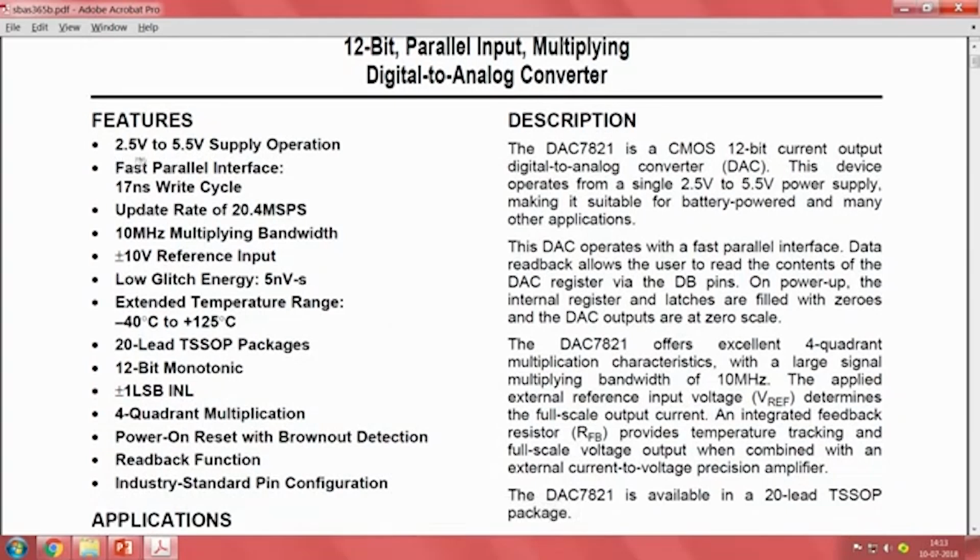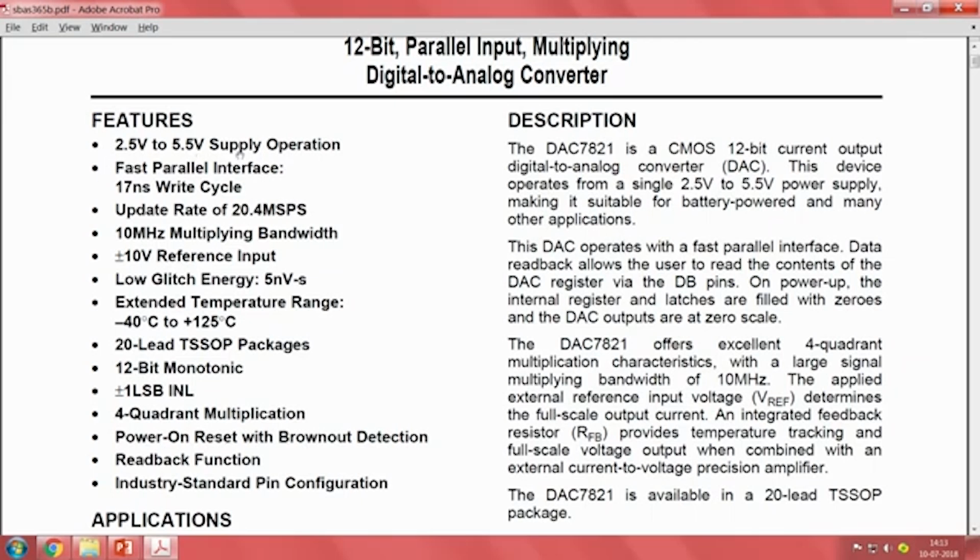So, the features. This is the supply operation. You should always make sure it can operate only from 2.5 volt to 5.5 volt. You should never give a supply more than that. Let us say you apply 20 volt or something, and the IC will go bad.